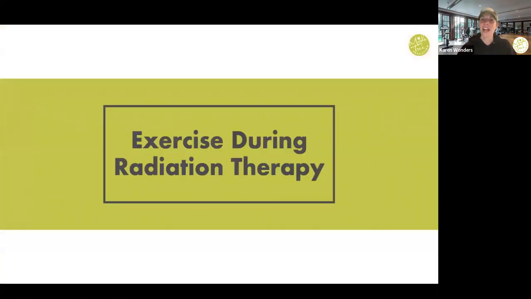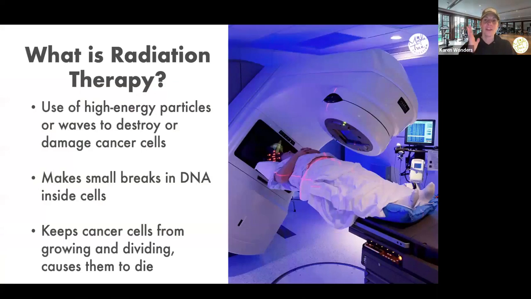So now let's look at radiation therapy. First, I want to explain what radiation therapy is. Radiation therapy is the use of high energy particles or waves that can destroy cancer cells. So essentially, they get into the DNA of the cancer cells. If you envision that helix wrapped around each other, they make small breaks in the DNA of that cell, and that is going to prevent that cell from growing and dividing.